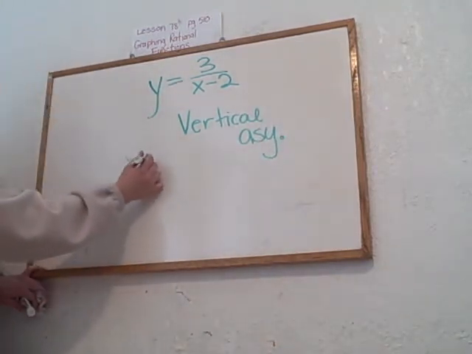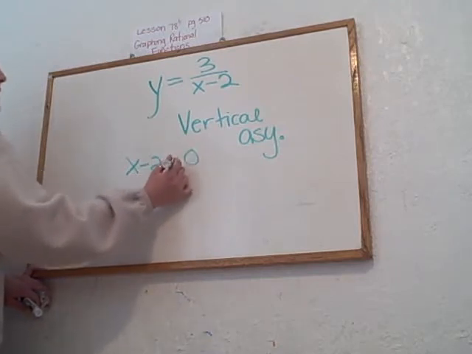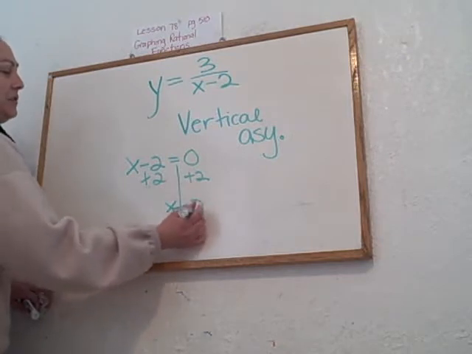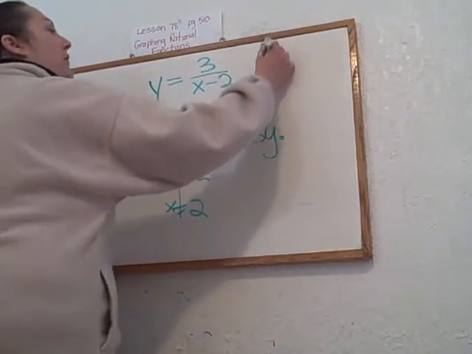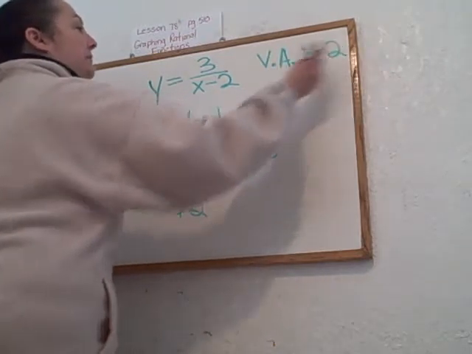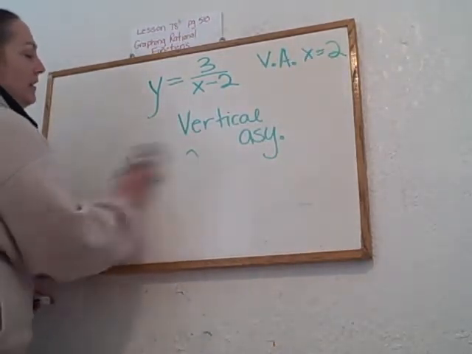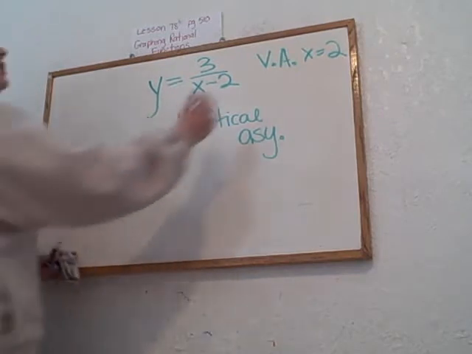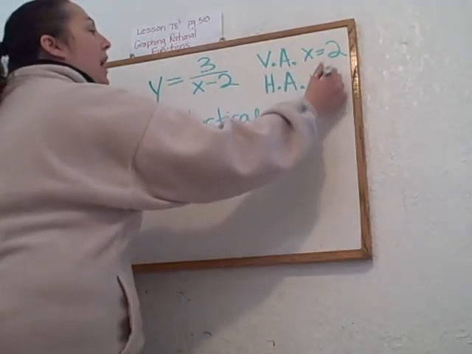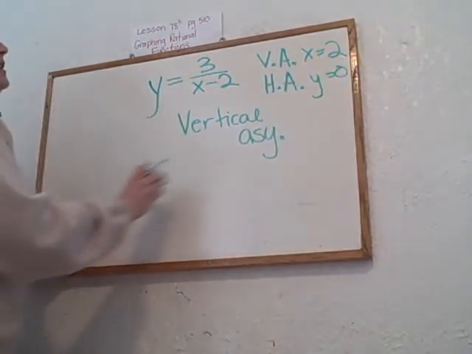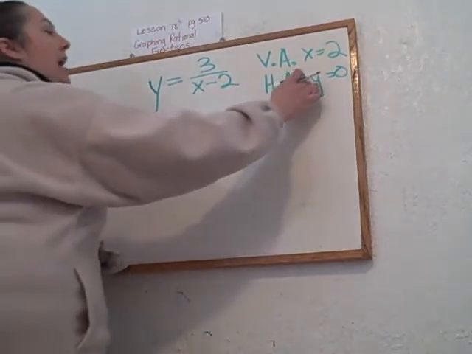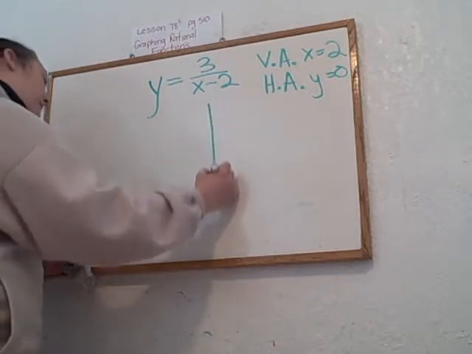So I say x minus 2 equals 0. Adding 2 to both sides, x can never equal 2. Therefore, my vertical asymptote is x is equal to 2. My horizontal asymptote in this problem is y is equal to 0, which means it's also the x-axis. In the next problem, we will not have y equals 0 as our asymptote.